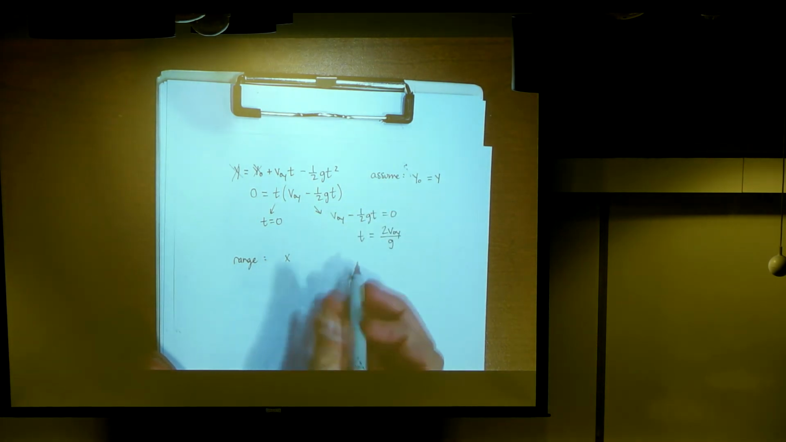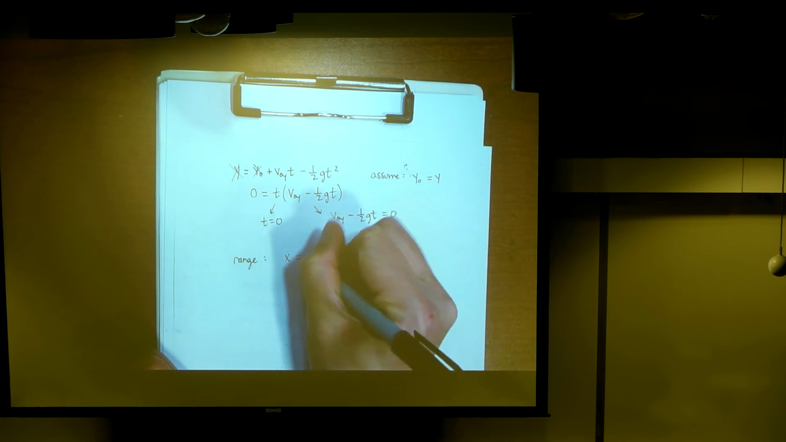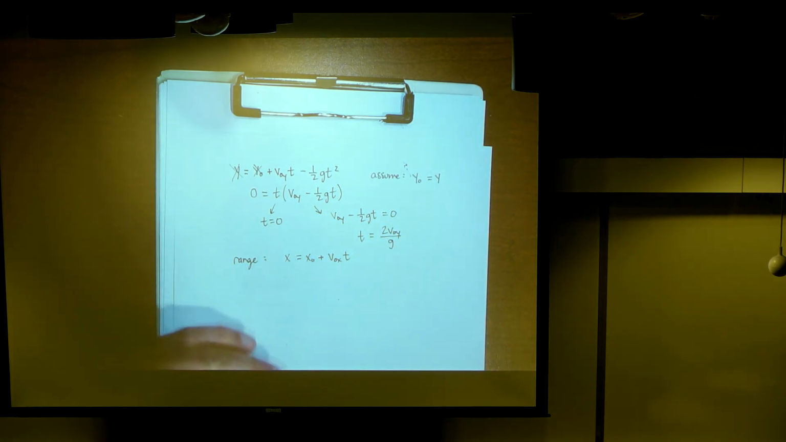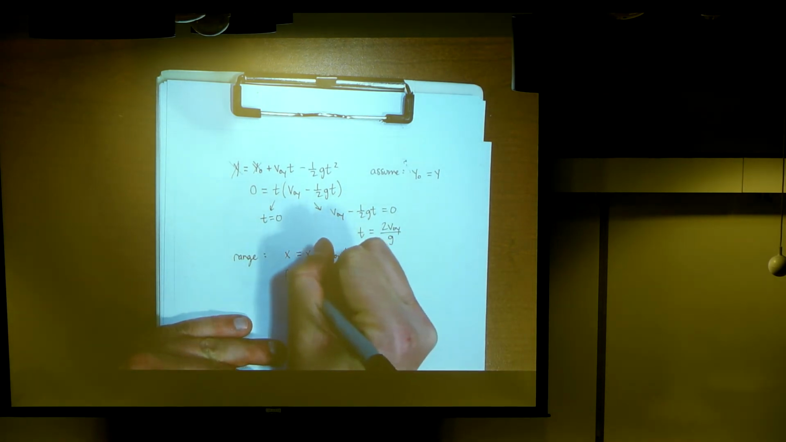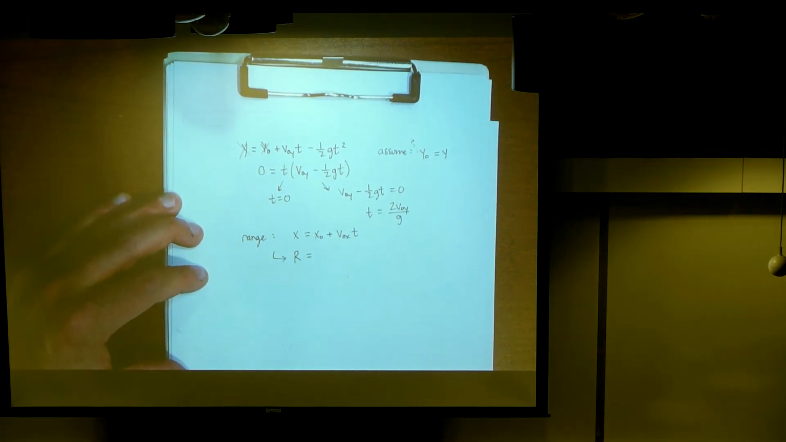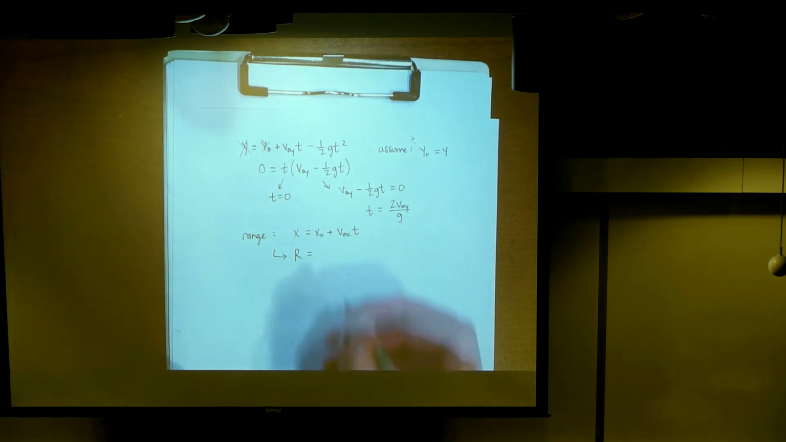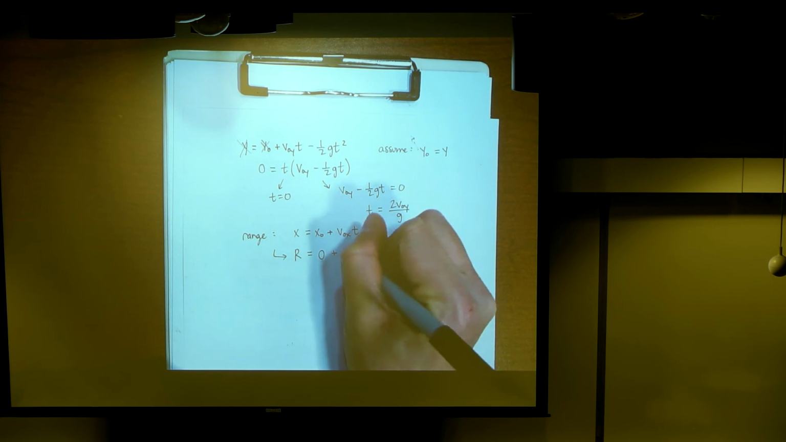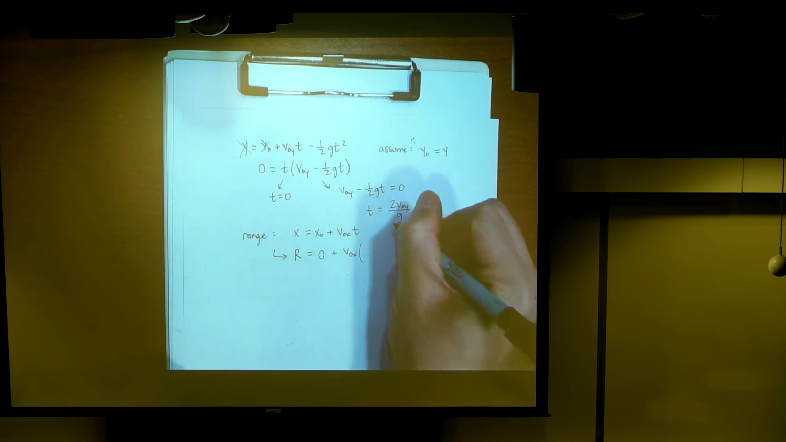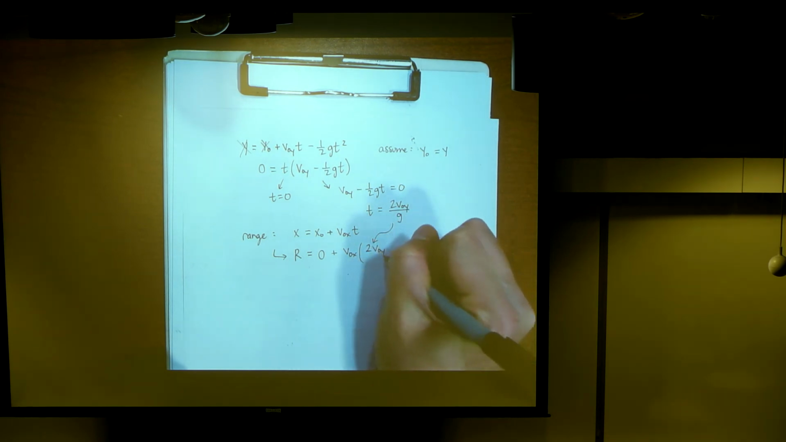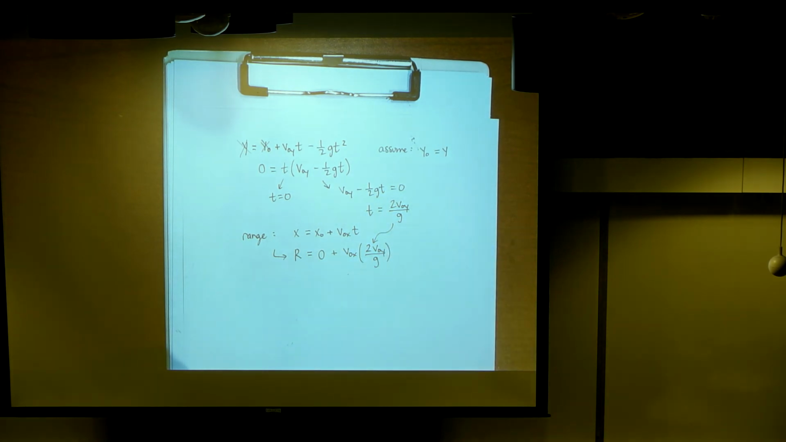For that, I'm going to use my x kinematic equation. That's x equals x naught plus v naught x times t. Now I'm going to call the x distance we travel, the horizontal distance, the range r. I'm just going to assume we start at 0 for x naught. And then for v naught x times time, I'm going to sub in the t value that we just found. So I have v naught x times 2 v naught y divided by g.